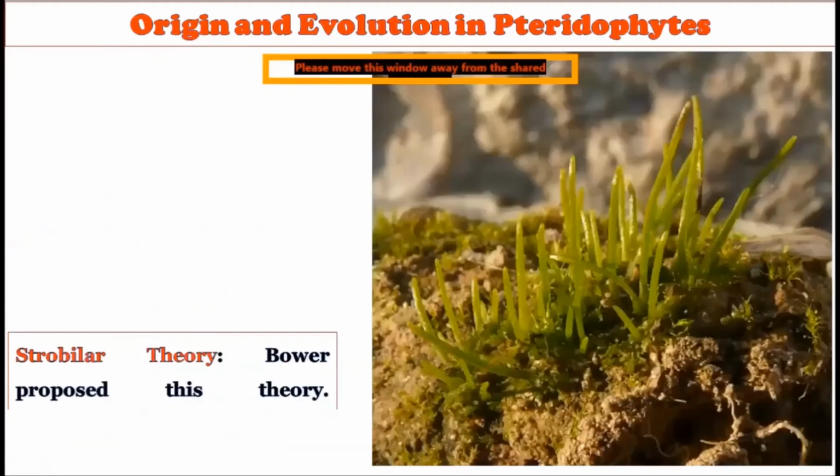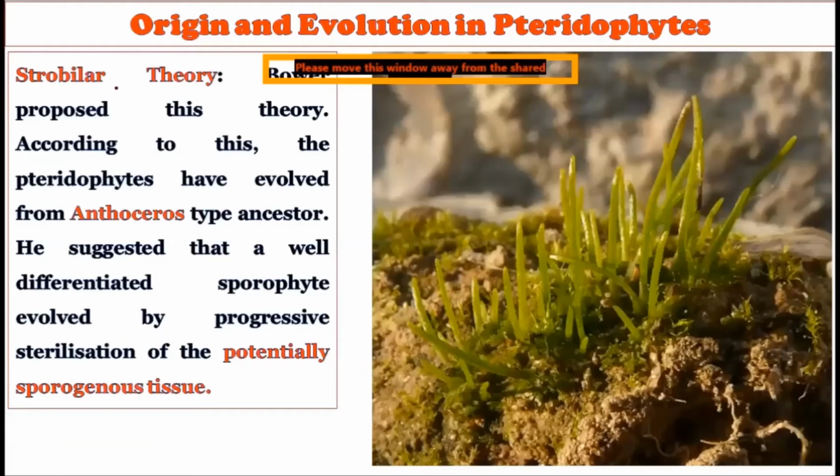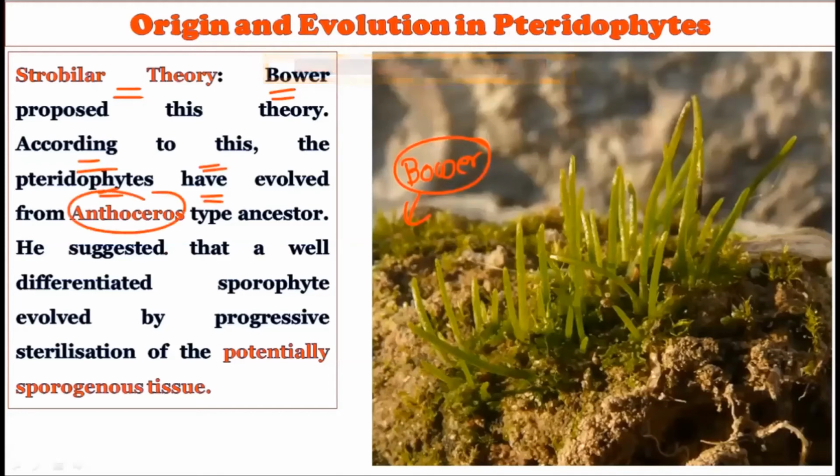Okay, now consider the Stobular theory. This Stobular theory was proposed by Bower, and as you know, Bower is a famous bryologist. According to this, the Pteridophytes have evolved from the Anthoceros type of ancestor. That means the Stobular theory of Bower is actually supporting the theory of the bryophytic origin for the Pteridophytes. He is also saying that the Anthoceros type of ancestors were there for the Pteridophytes.